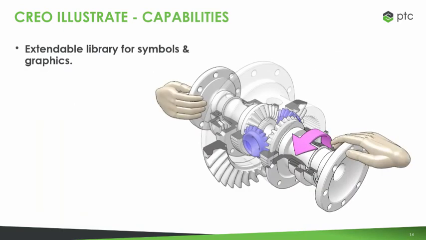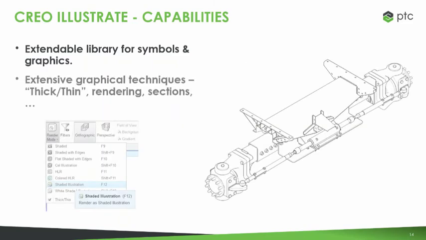It also has an extended library for symbols and graphics. So if you need to show something interacting with that assembly, you can do that, whether that be an arrow to show the direction that you should turn something, some hands to show where you should grab it, or maybe some tools like a hammer or a wrench, or even signs warning for things like electricity or something might be hot. Be able to bring all of those in and add those to the CAD data to really give rich context and visibility to whoever's going to be consuming that information.